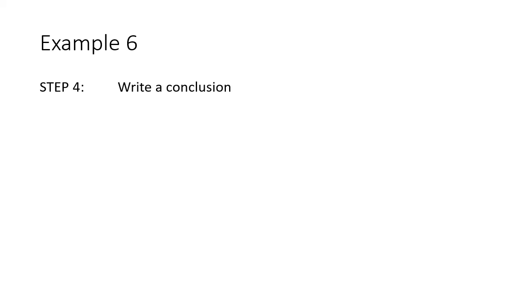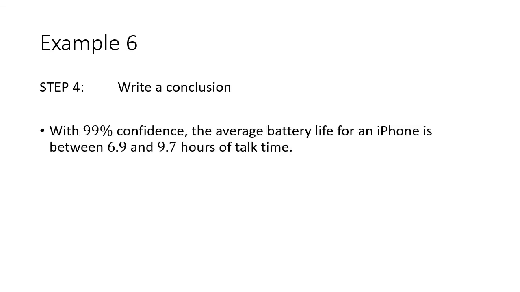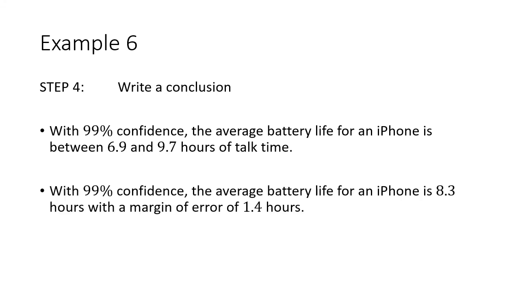Last up, I just need to write a conclusion for this. My conclusion needs to include my confidence level again. So with 99% confidence, the average battery life for an iPhone is between 6.9 and 9.7 hours of talk time. Again, that's my confidence interval. Or we could write it with the point estimate and the margin of error. With 99% confidence, the average battery life for an iPhone is 8.3 hours, and my margin of error was 1.4 hours.